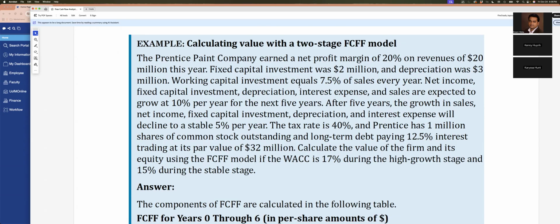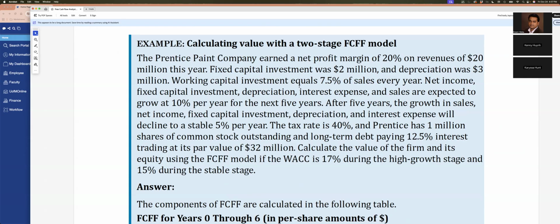Depreciation, he already gave $3 million. Working cap, 7.5% of every year. So 7.5% of 20 million is what? 1.5 million, right? That is the working capital. Net income, fixed capital, depreciation, interest expense, sales are expected to grow 10% per year for the next 5 years. So once we calculate the first year expenses, for the next 5 years you can simply multiply with the 1.1, right?